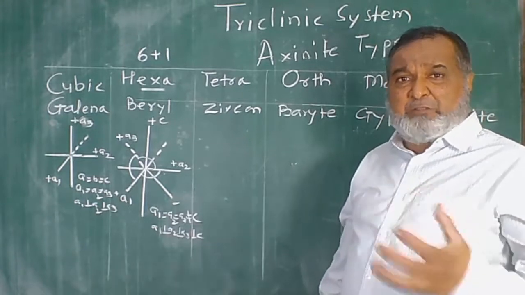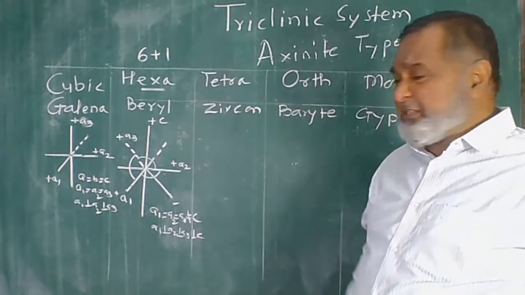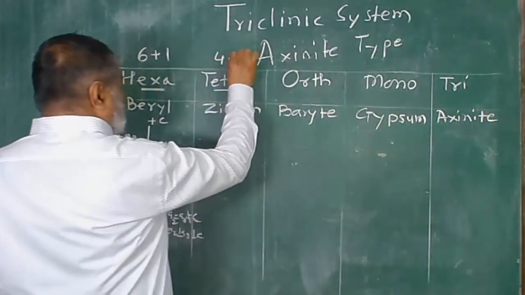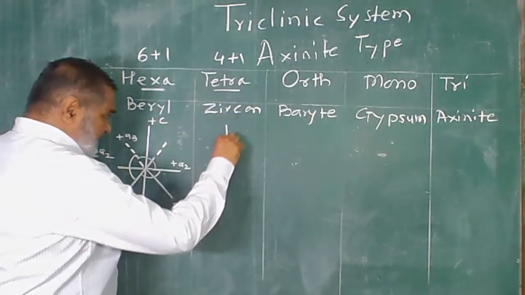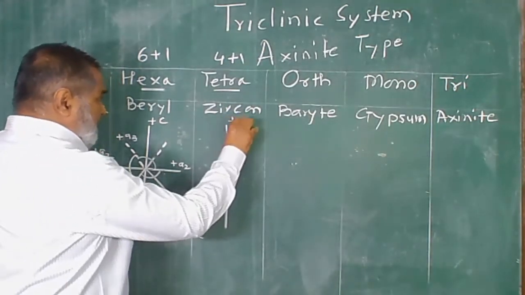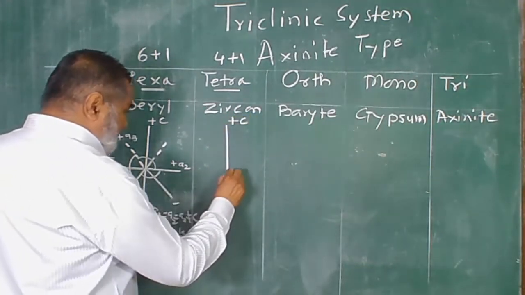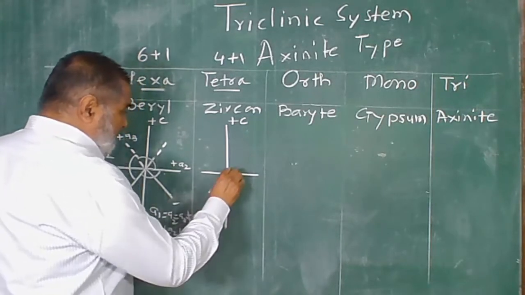Second option, A1, A2, A3: they are not perpendicular to each other, but all are perpendicular to the C axis. Come to the next one, tetragonal. Tetra means 4. We'll see the relation later on, 4 plus 1. In zircon, the C axis runs from top to bottom, again a vertical axis. The longest axis, B as usual, runs from right to left, and A runs from front to back.